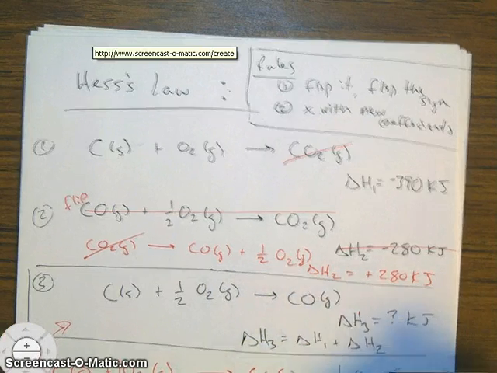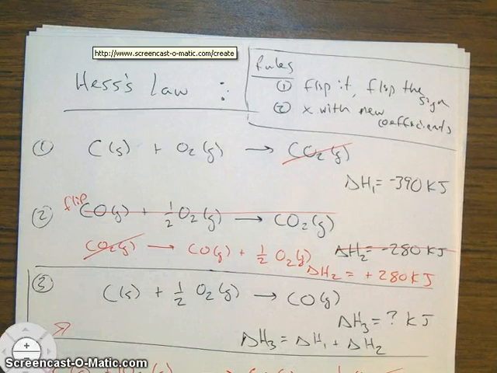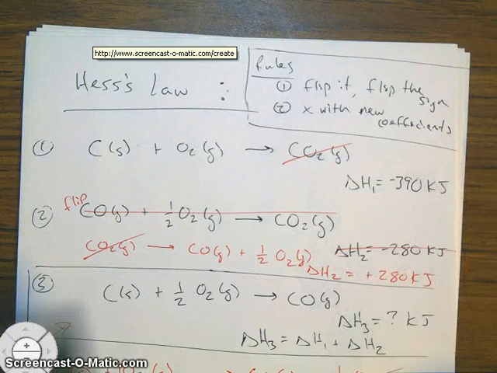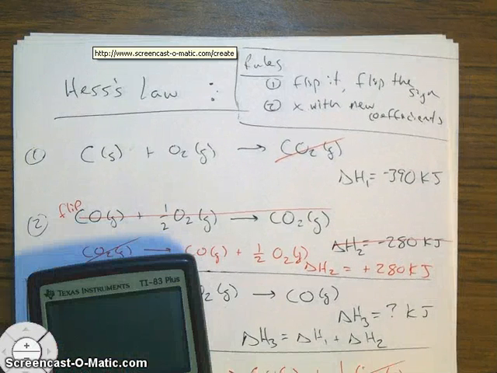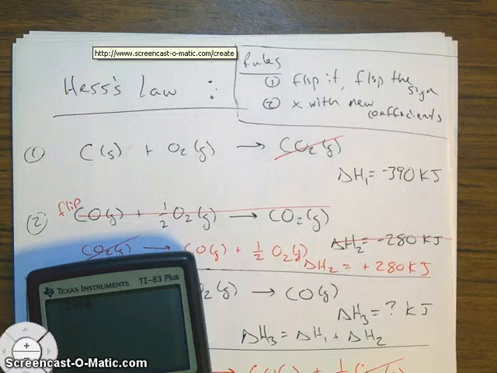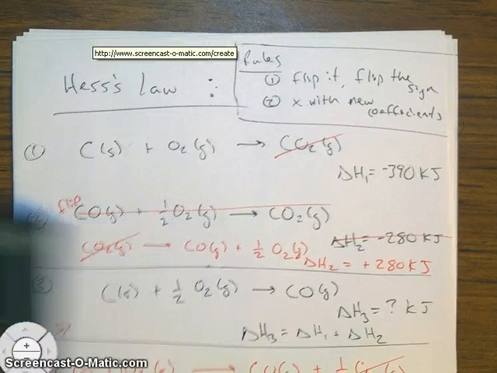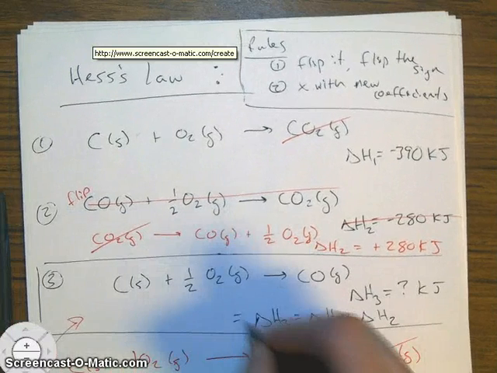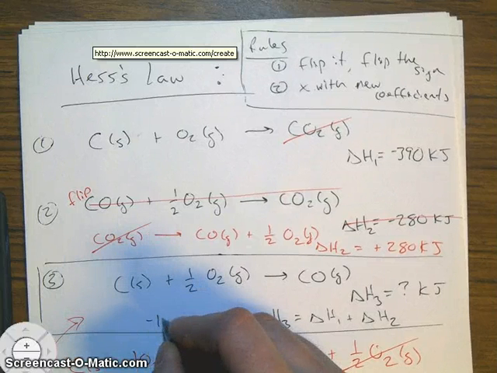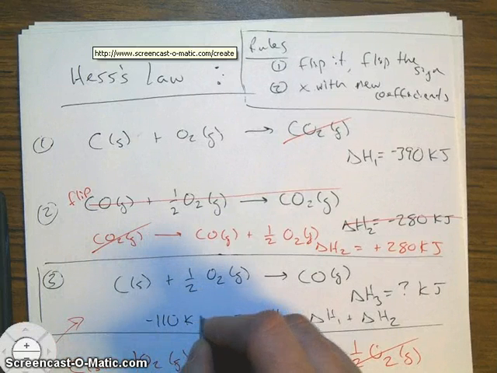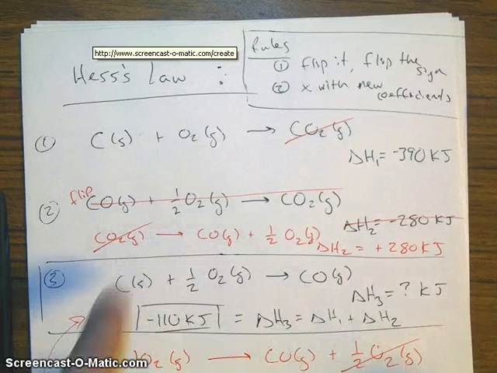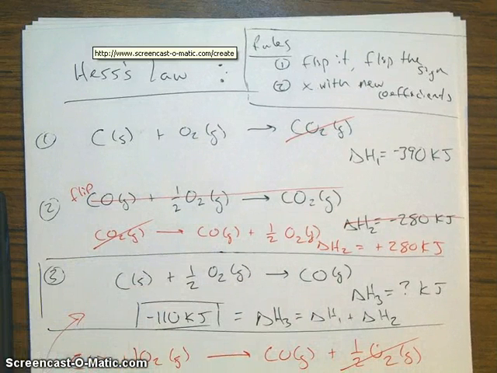So I'm going to do that math right now in my calculator. I'm going to do negative 390 plus, and remember I crossed it out because I flipped it, so it's going to be negative 390 plus 280, and I get negative 110. So I was able to predict how much energy would be released in this reaction without having to measure it, and just by using algebra.